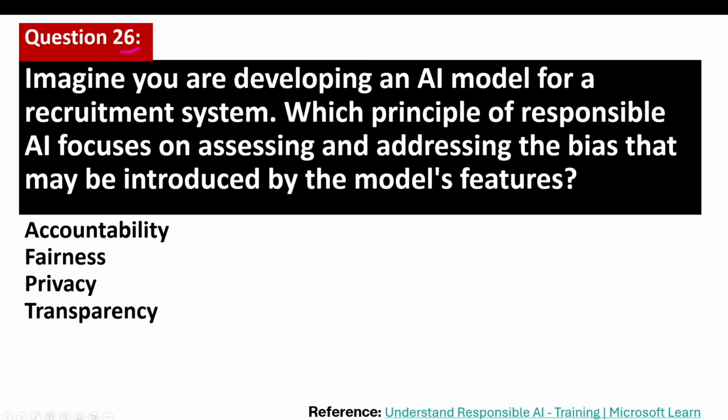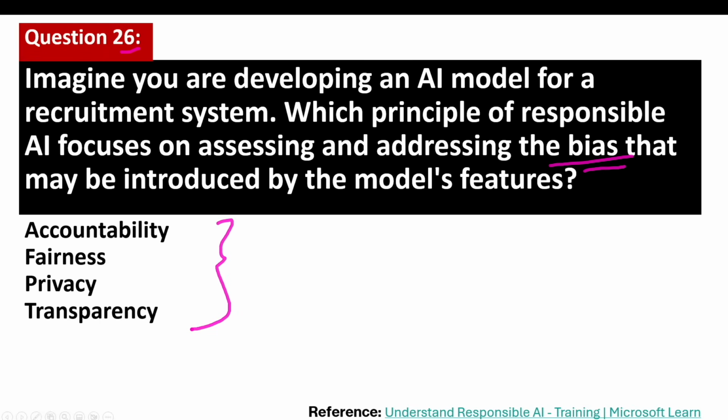Question number 26. Imagine you are developing an AI model for a recruitment system. Which principle of responsible AI focuses on assessing and addressing the bias? That's a key word here that may be introduced by the model's features.